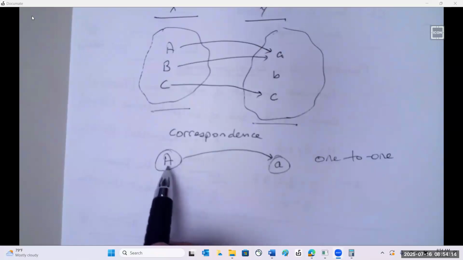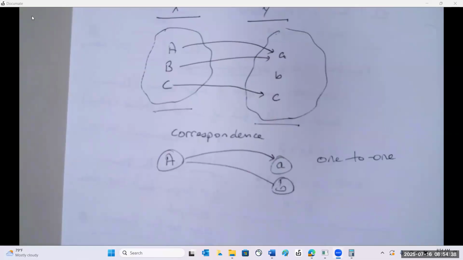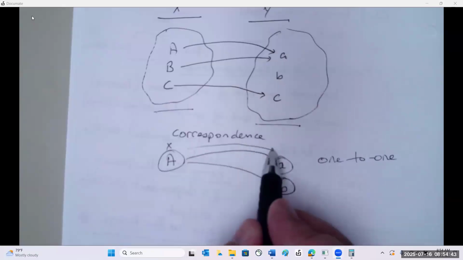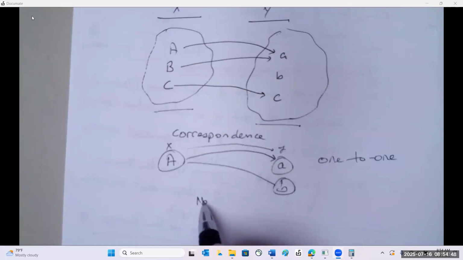Can this person send the same letter to two different people? Not unless they live in the same house, because it has to be the same letter. You cannot give the same gift to two people. If you give the same ring to two women, you're in trouble. So one to one means X only gives one Y an answer. This, with these two, is not one to one.